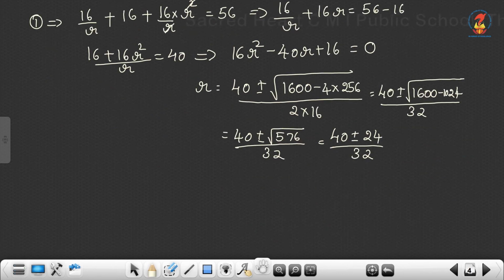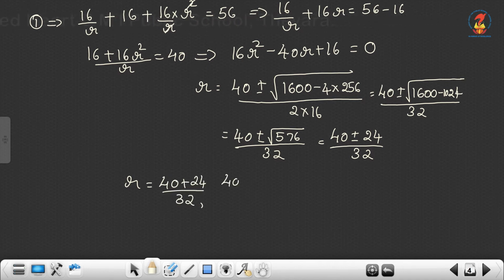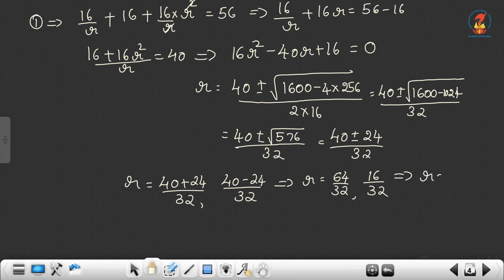So what is the value of r? Two values are there. r is equal to 40 plus 24 by 32 or 40 minus 24 by 32. Which implies r is equal to 64 by 32 and 16 by 32, sorry, not 8. Which implies r is equal to 2 or 1 by 2. Okay. So if r is equal to 2, we know that ar is 16.